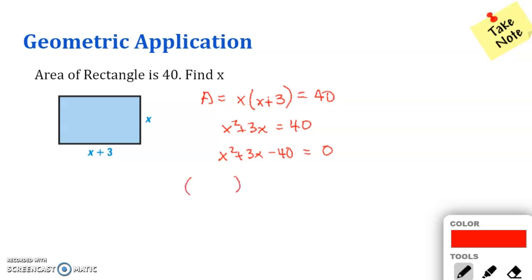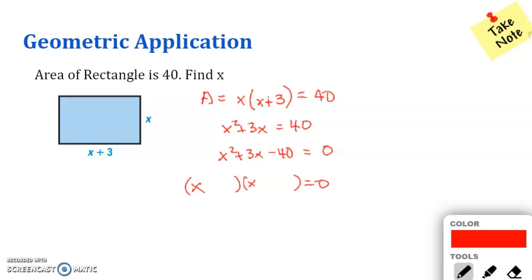From here I factor these two, and the only way I can do this is if I put x and x here. What are the two numbers that multiply to negative 40 but add to 3? Since it's negative 40, I know that one's going to be positive, one's going to be negative, and the difference between those two numbers is going to be 3.